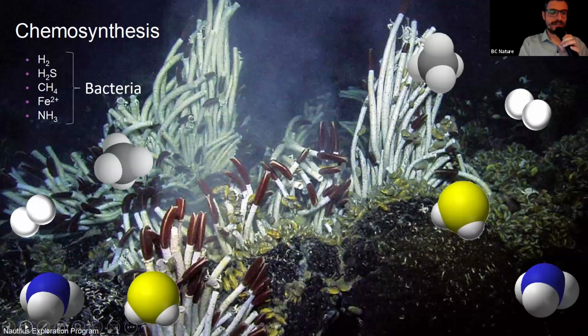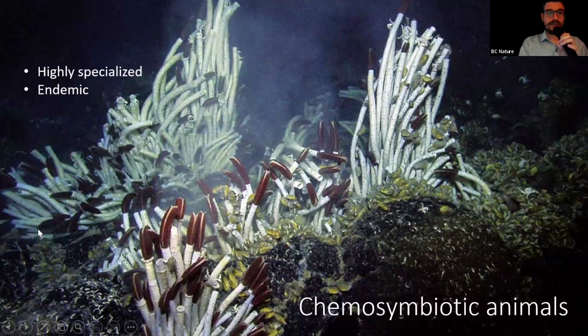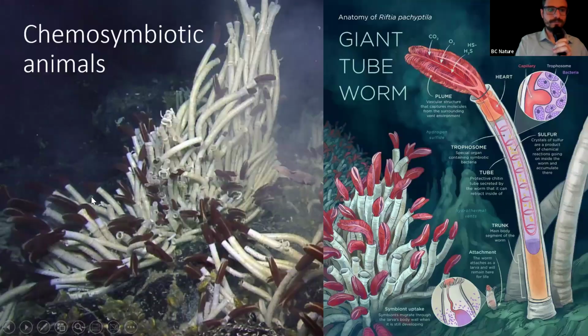Okay, so not only bacteria is able to produce energy, but some animals have symbiotic relationships. They have evolved a relationship with these bacteria in order to produce energy. So we are talking here about very specialized animals, very endemic. And by endemic, I mean animals that are only found in these environments. I'm going to talk a bit more in detail.